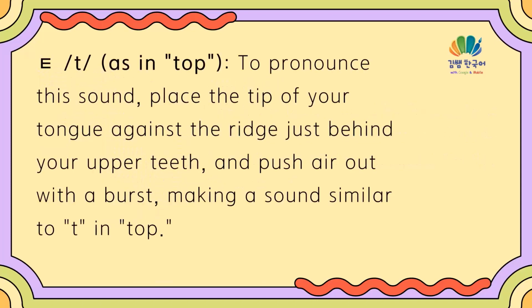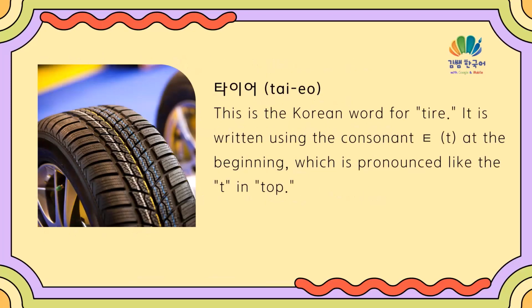In king, 티읒, T, as in top. To pronounce this sound, place the tip of your tongue against the ridge just behind your upper teeth and push air out with a burst, making a sound similar to T. In top, 타이어, this is the Korean word for tire. It is written using the consonant T, T, at the beginning, which is pronounced like the T.